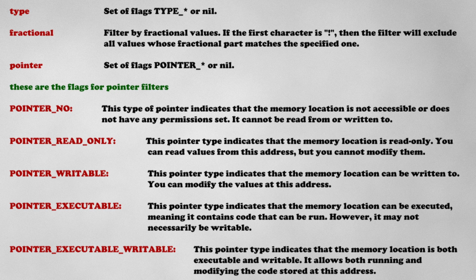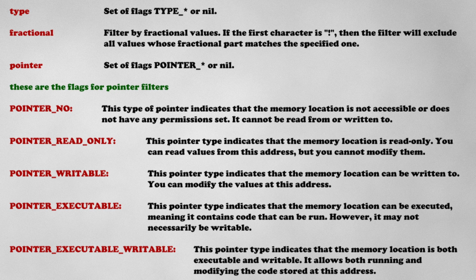POINTER_WRITABLE, this pointer type indicates that the memory location can be written to. You can modify the values at this address. Used for changing game values, such as scores, health, or currency, where modification is needed. POINTER_EXECUTABLE, this pointer type indicates that the memory location can be executed, meaning it contains code that can be run. However, it may not necessarily be writable. Identifies regions where code is stored, such as functions or scripts that the game executes. It's essential for code injection or manipulation tasks.